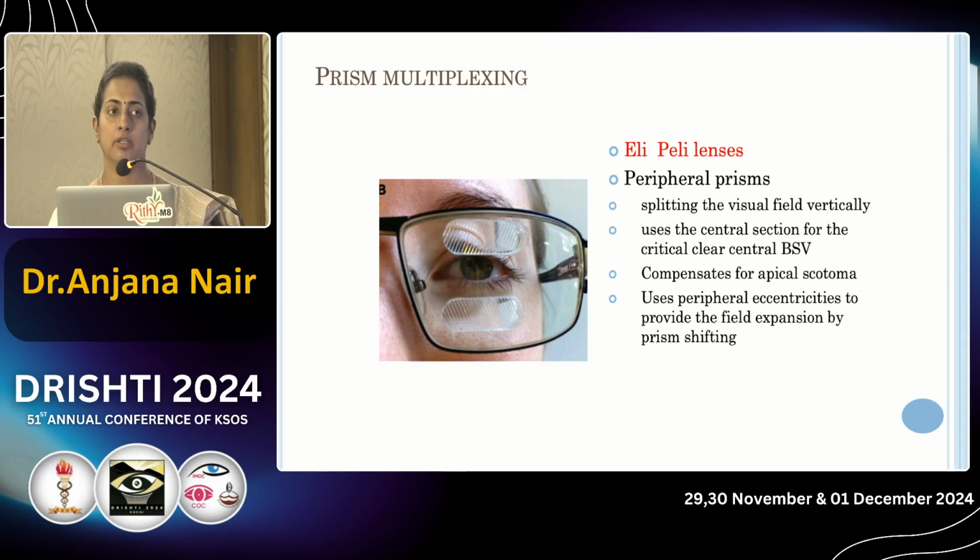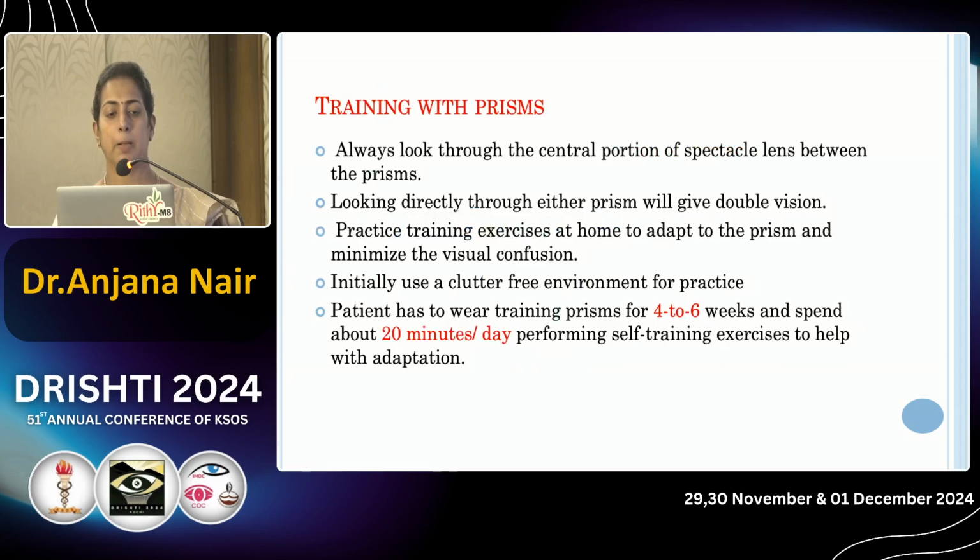So a solution to some extent to this problem is prism multiplexing, where you use Peli lenses. Peli lenses are simply sectoral prisms which are placed superiorly and inferiorly on your carrier lens. So what happens is the central area is prism free and the patient can have binocular single vision, whereas the superior and inferior portions can be used for field expansion. So training with prisms is very important before dispensing. 20 minutes per day activities for 4 to 6 weeks is recommended for the patient to get adapted to prisms.